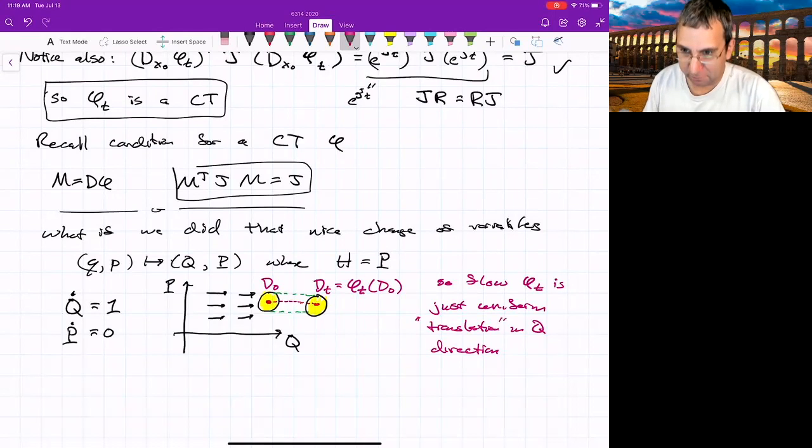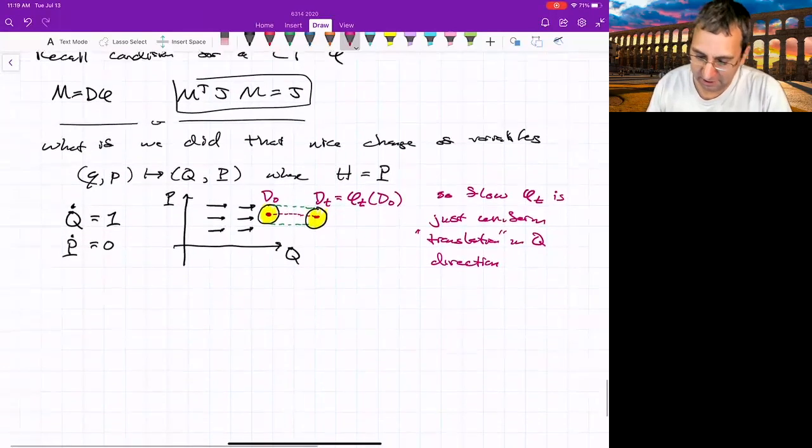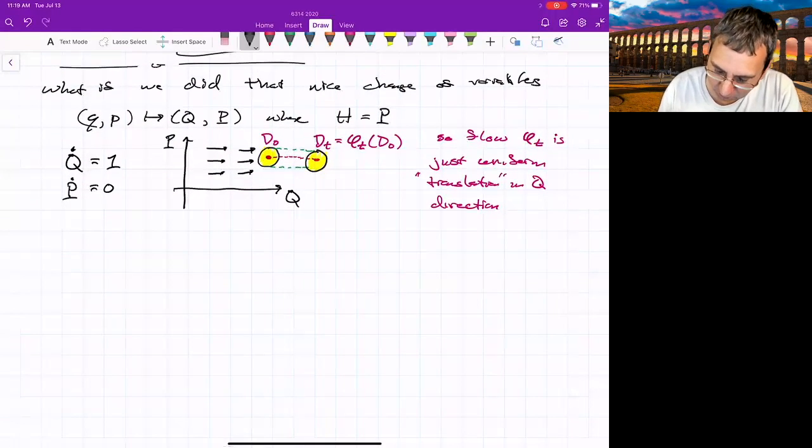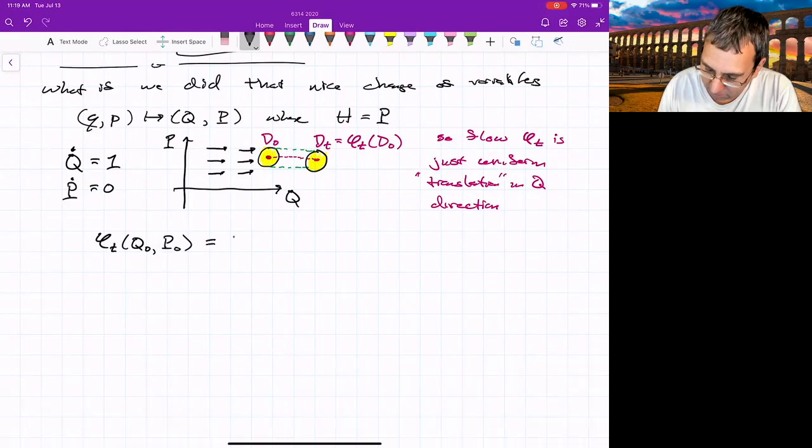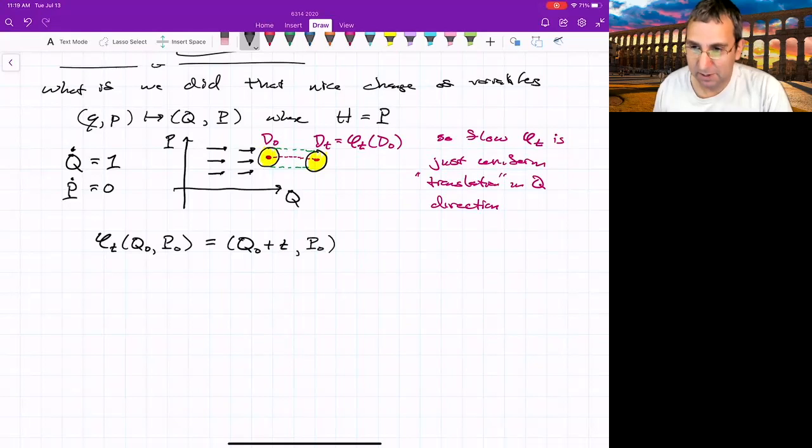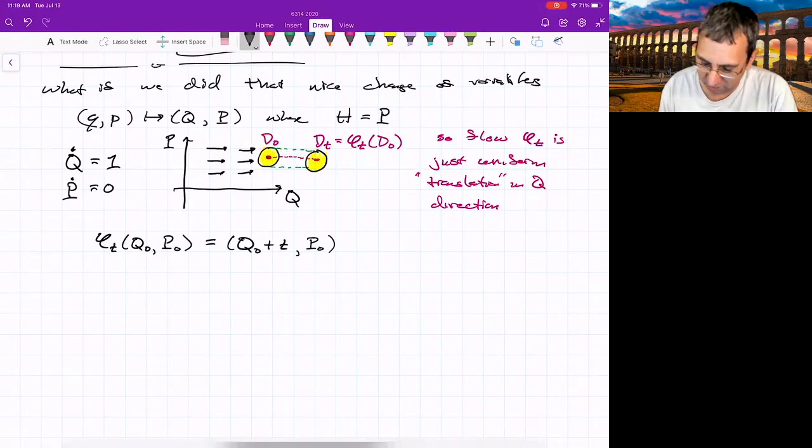Of course, it's in this kind of abstract space. If we were to write out explicitly what the flow is, if we start with an initial point, Q naught, P naught, this will go to Q naught plus T, P naught. We want this to be in a form where we could take its derivative.